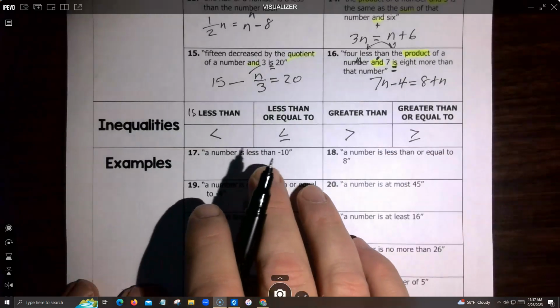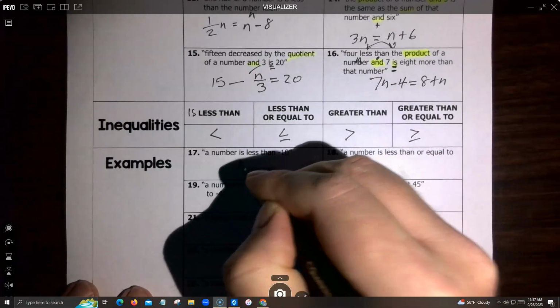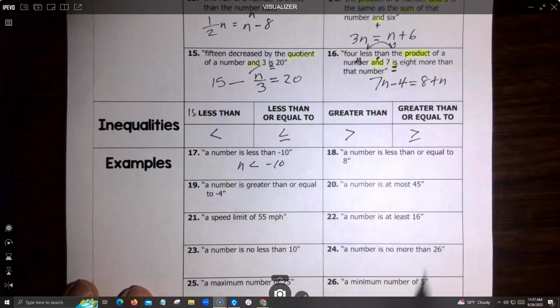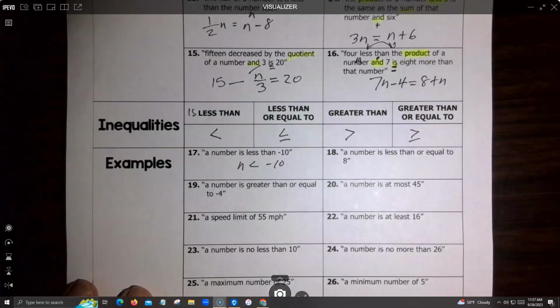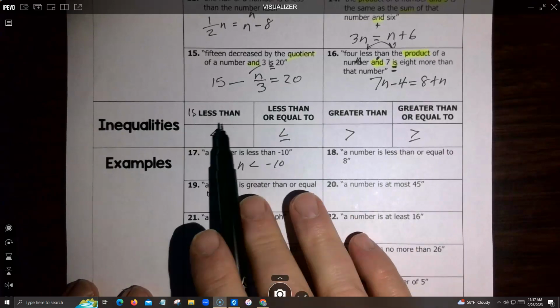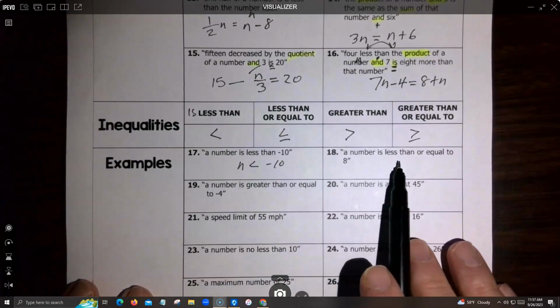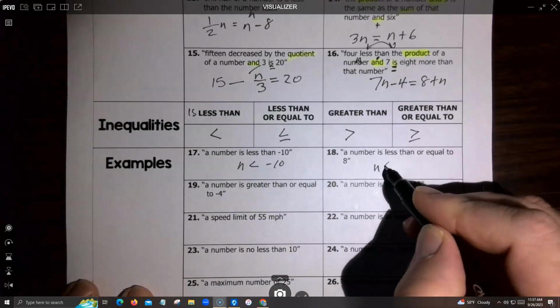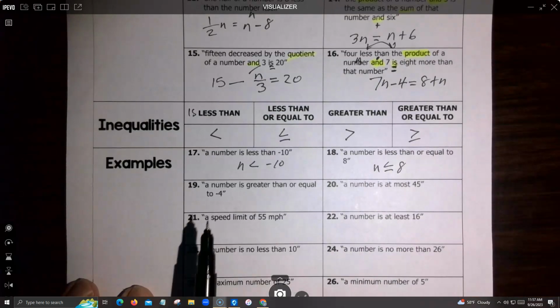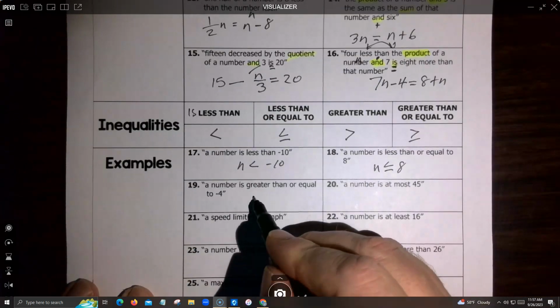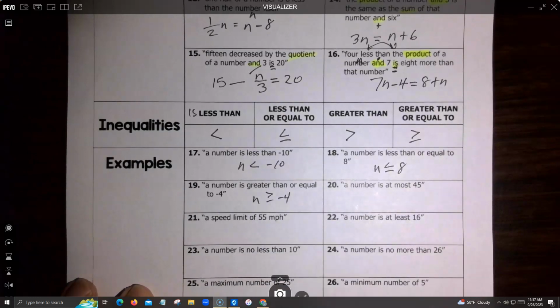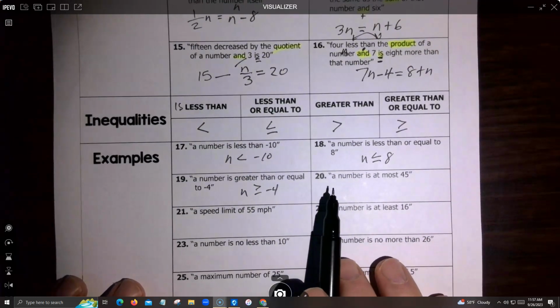So a number is less than negative 10. Those types are kind of easy because you're literally writing the symbol exactly the way you read it. A number is less than or equal to 8. Okay, a number is greater than or equal to negative 4. A number, okay, so this is where it gets a little tricky.